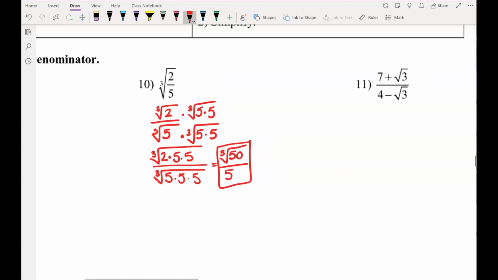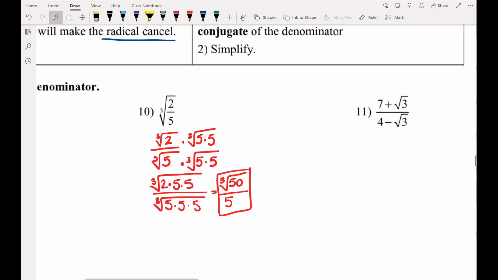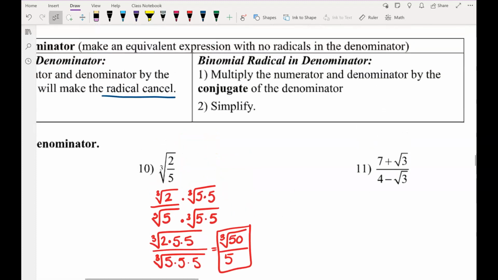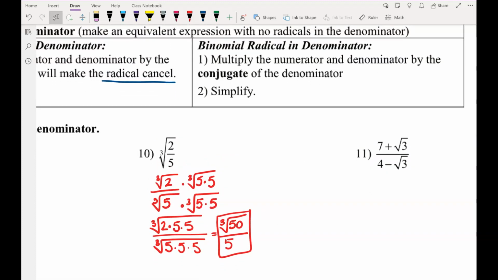One last question. Number 11 is 7 plus square root of 3 divided by 4 minus square root of 3. But that's a binomial on the denominator. So now let's go and read up. On the right side, it says binomial radical in the denominator. Multiply the numerator and denominator by the conjugate of the denominator, and then simplify.